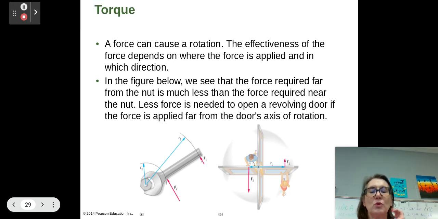And that leads us to torque. Okay, so that's it for 8.2.